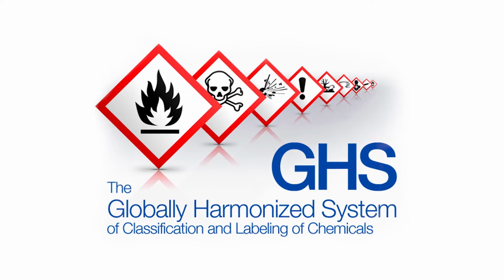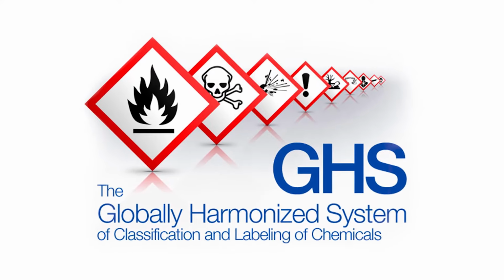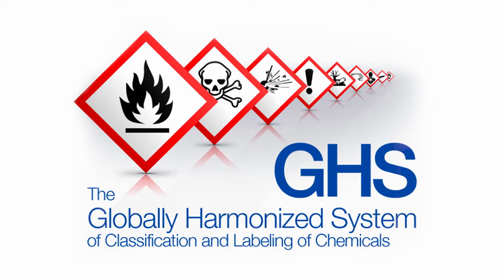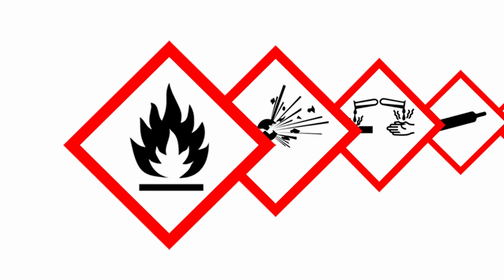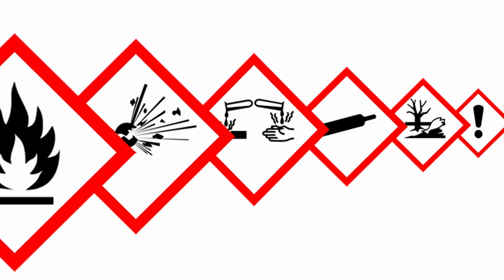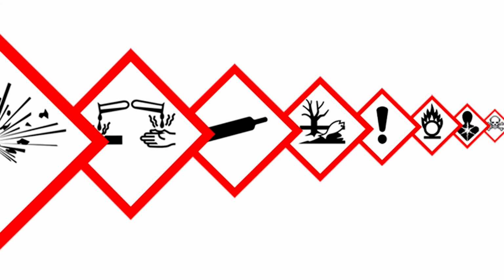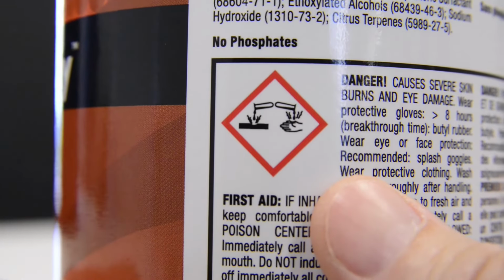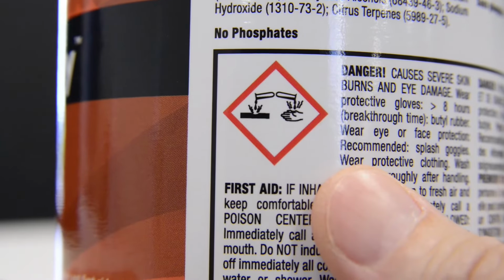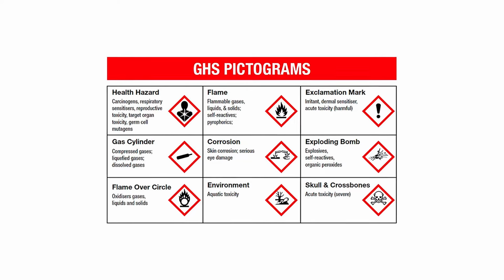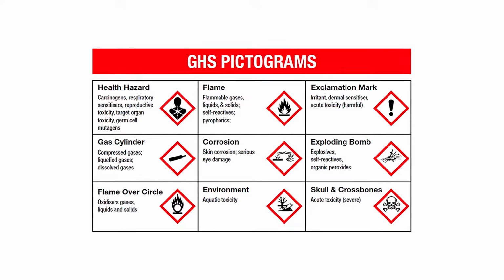Pictograms are symbols plus other graphic elements that are intended to convey specific information about the hazards of a chemical. Pictograms will consist of a symbol on a white background framed within a red border, which represents a distinct hazard. The pictogram on the label is determined by the chemical hazard classification. These are the required pictograms for use on chemical labels.